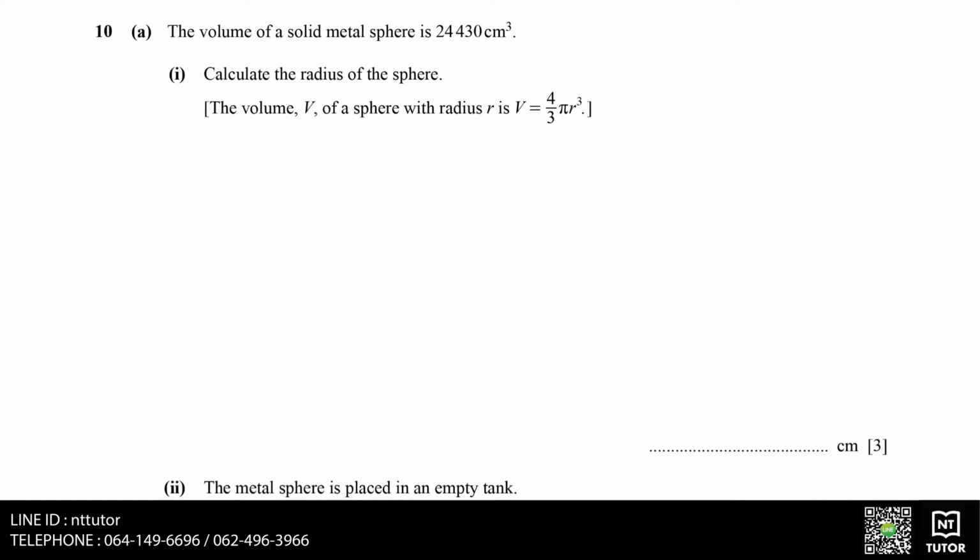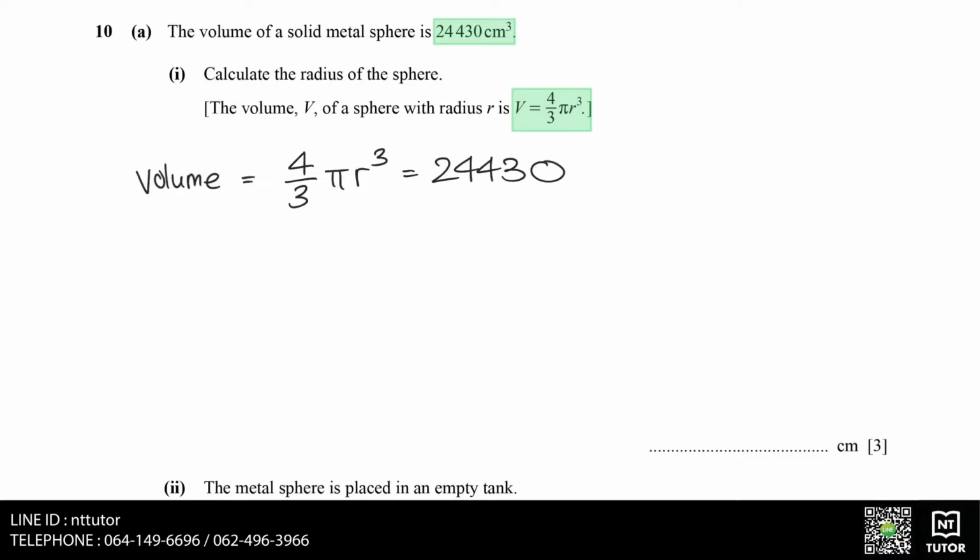The volume of a solid metal sphere is 24,430 centimeters cubed. Calculate the radius of the sphere. The question gave us the volume of the sphere and the formula for finding the volume of a sphere with radius r. This means that these two are equal because they are the same thing.